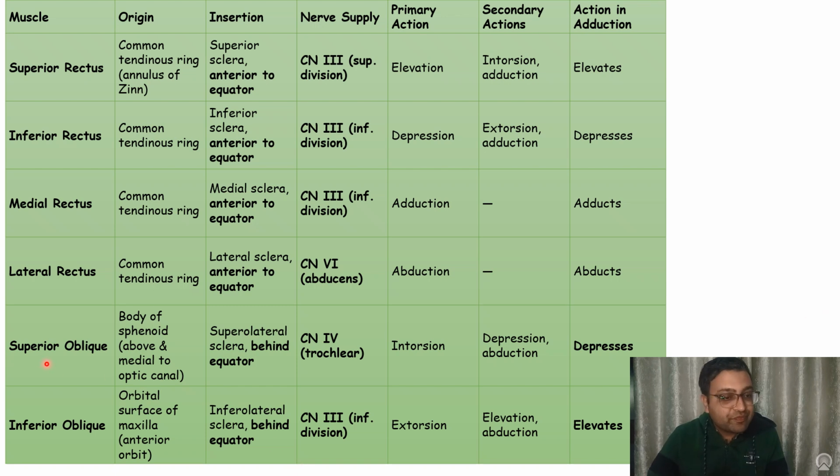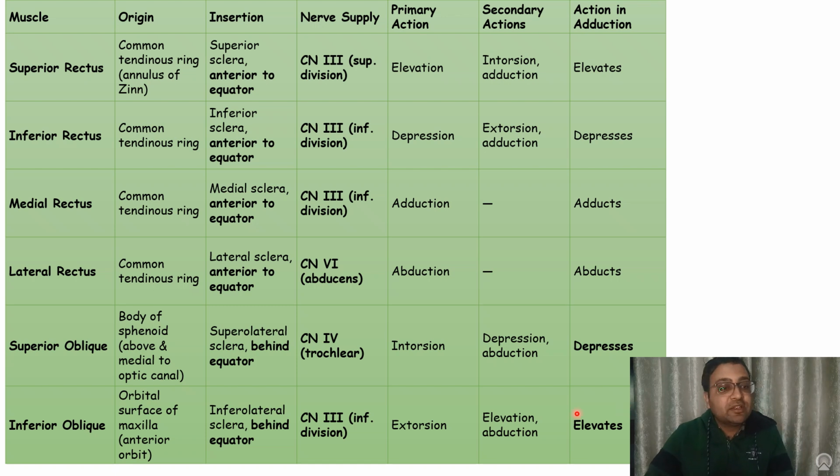We all know superior oblique and inferior oblique are evaluated when the eye is adducted. So why is the superior oblique a depressor when the eye is adducted? Because when the eye is adducted, the visual axis and the axis of the action of the superior oblique are in the same direction. So that is why it acts as a depressor. Similarly, we have an inferior oblique which elevates when the eye is adducted.